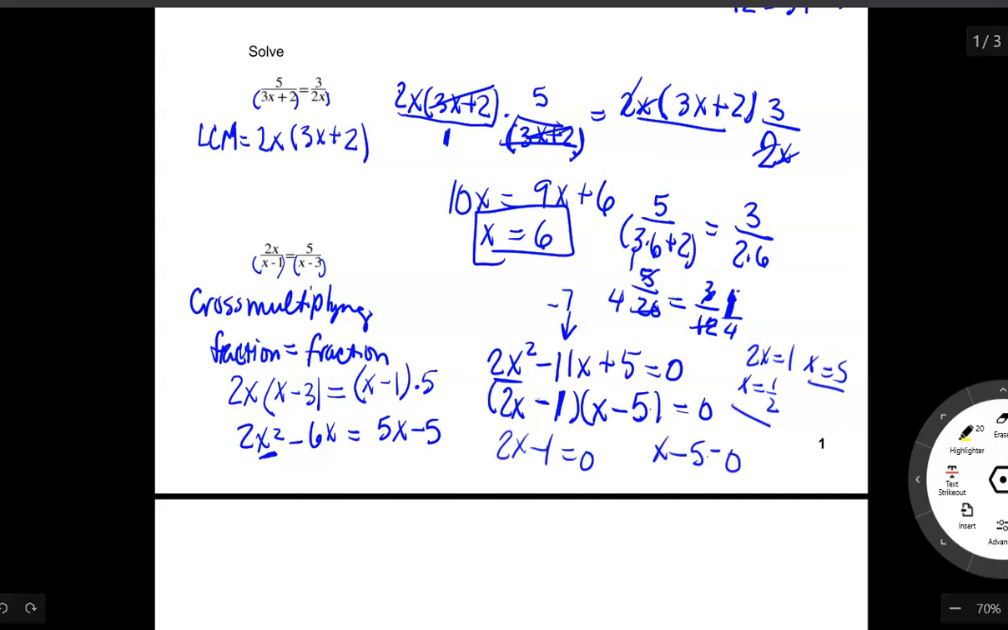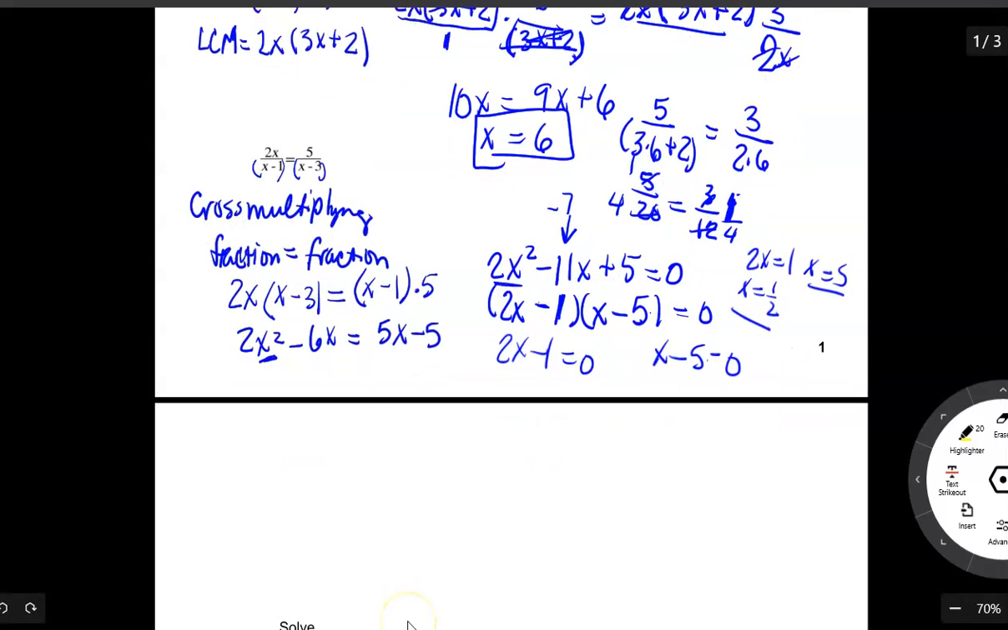But just like we said before, we need to check those. And I'm just going to do my check down here on the next page. I know that doesn't necessarily work for you, but I'm going to do it down here since I've run out of room. I have two answers I need to check. They might both be right, or there might be an extra one. So I'm going to start with the 1/2.